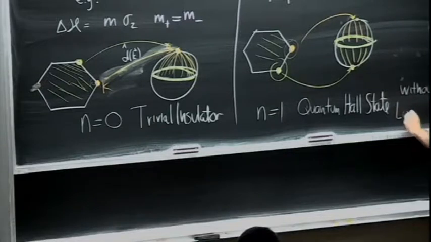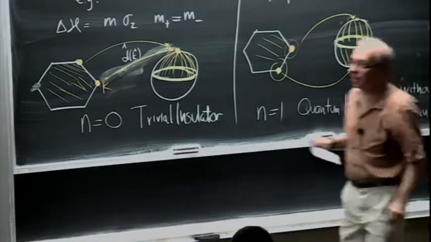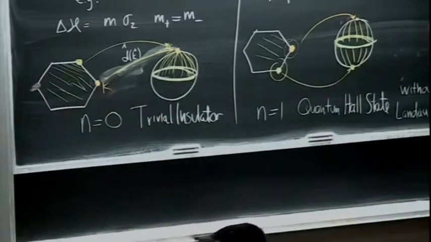Does this model involve doubling the size of the unit cell itself? No, it doesn't. If you look, every unit cell looks the same as every other unit cell.